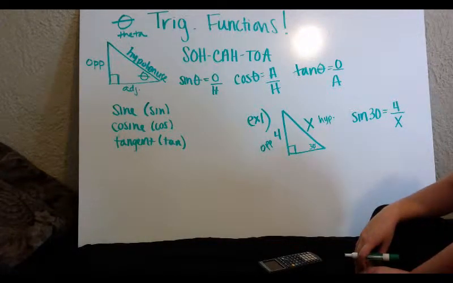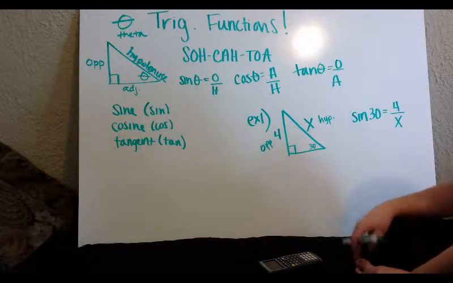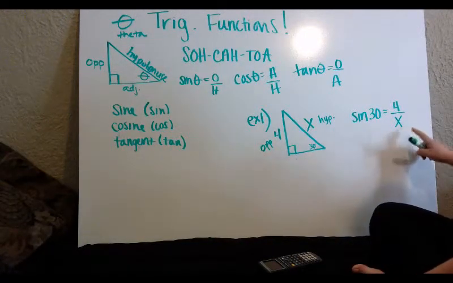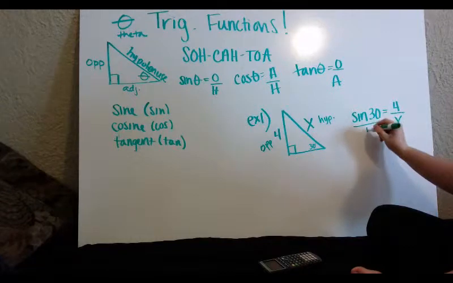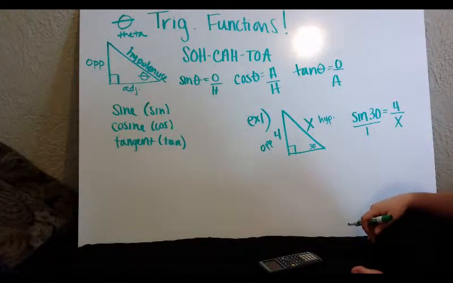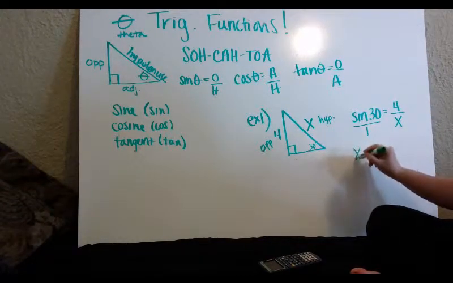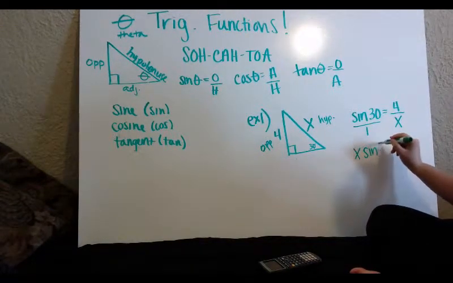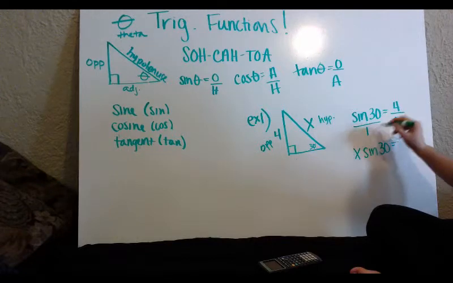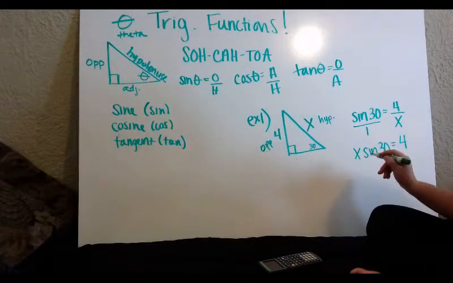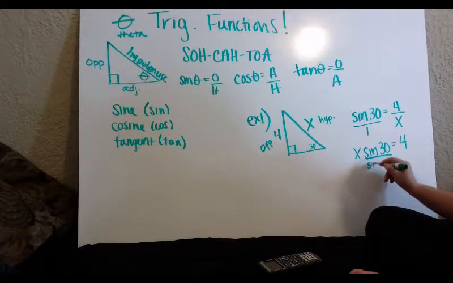So now I need to actually solve this trig function. One easy way to solve this when you have x in the denominator is to put sine of 30 over 1 and then cross multiply. So sine of 30 times x is going to be x times sine of 30 is equal to 1 times 4, which is 4. We want to get x by itself, so we're going to divide by the sine of 30.